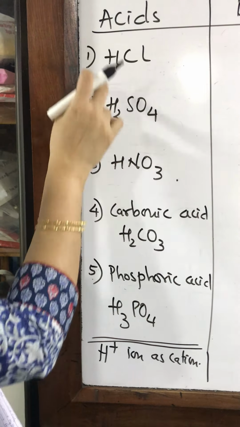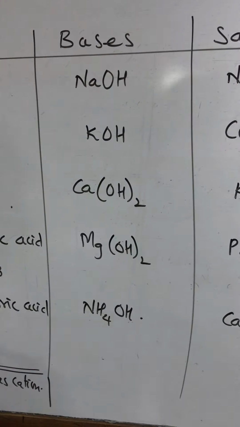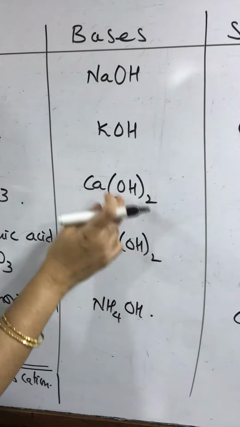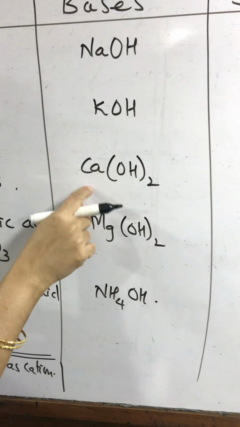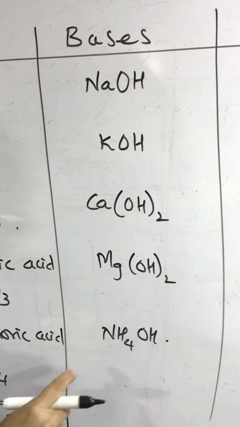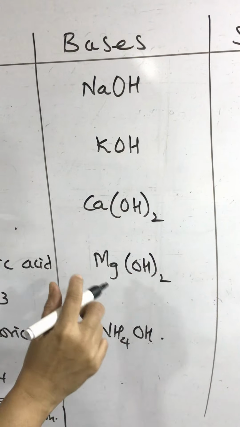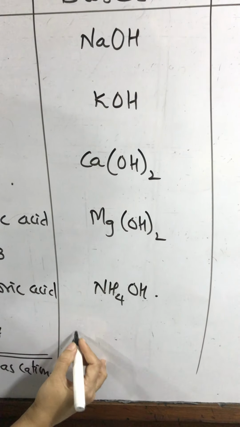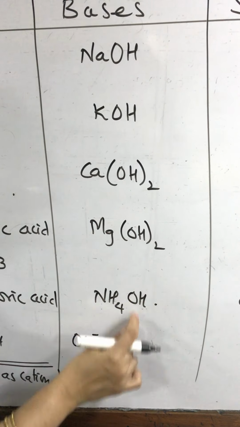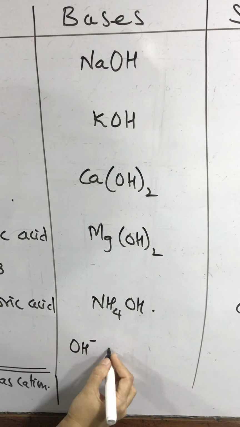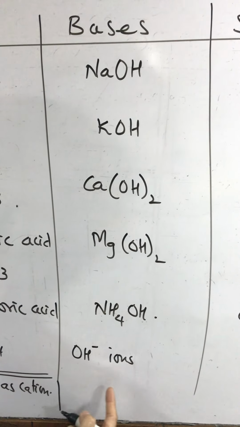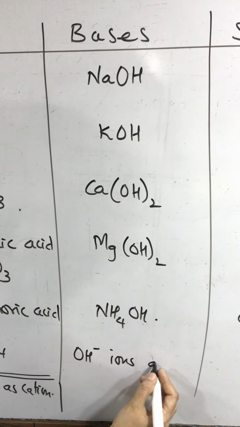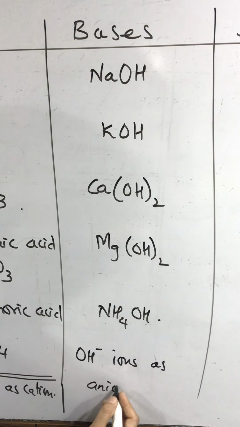If you look at all the bases, again you will notice that there is something common in all the bases. If you look at sodium hydroxide, potassium hydroxide, calcium hydroxide, magnesium hydroxide, ammonium hydroxide, then they have hydroxide common in them as anion. So when they are put in solution in water, they will produce hydroxide ions as anions in solution.